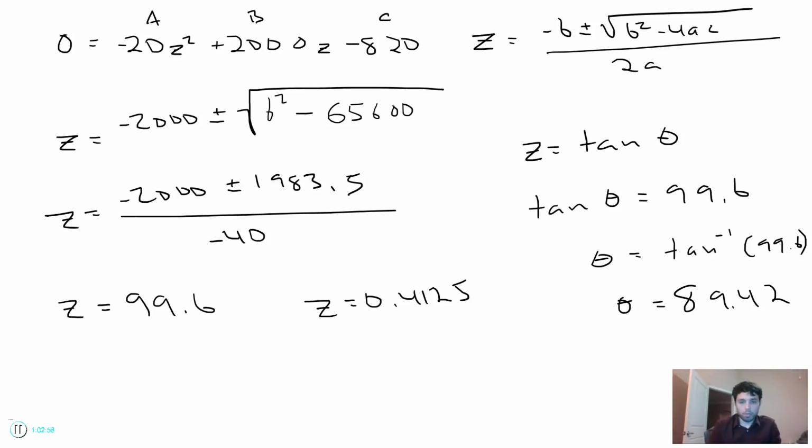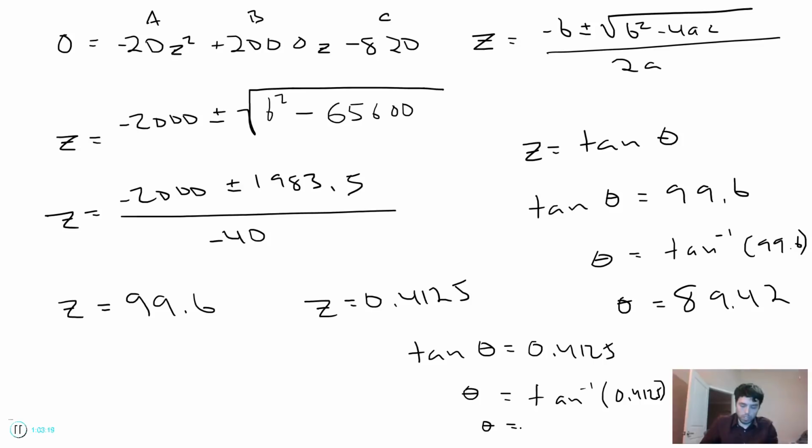So next we'll do the tangent of theta. This equals our other number, 0.4125. Inverse tangent of 0.4125 will give us our other angle, and we punch that in our calculator, and we get 22.4 degrees. Alright, there we have our answers, and whew, pain in the butt.